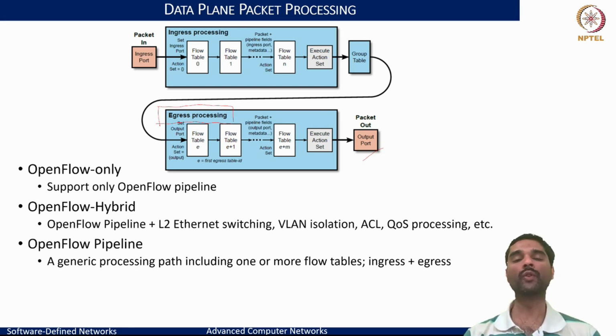And OpenFlow facilitates two kinds of processing. One is called OpenFlow only, where this pipeline is strictly defined by the OpenFlow constructs. And the other is a hybrid model that was added in much later versions of OpenFlow, where you could also add specific switch processing characteristics like L2 Ethernet switching, VLAN isolation, access controls, QoS processing, which may be specific functions or applications that are there within the switch and you would want to exercise. Thus, this constitutes how the packet processing happens within the data plane of the OpenFlow switches.